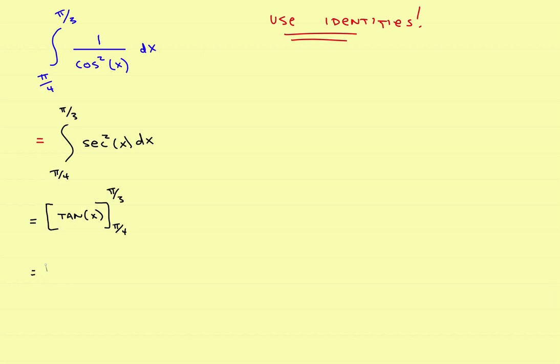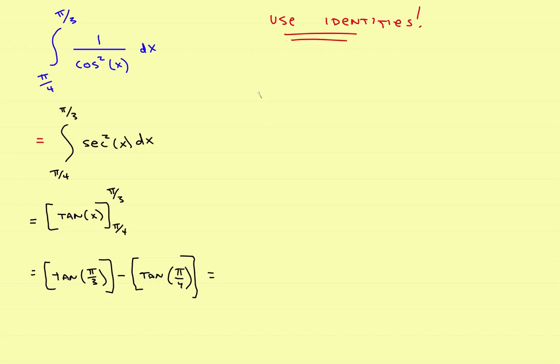Let's do what we've done before. Go ahead and plug in the top one. So this will be the tangent of pi divided by 3 minus the tangent of pi divided by 4. So again, plug in the top number, plug in the bottom number. Now we're back to the same old thing, finding the exact values of these trig functions.